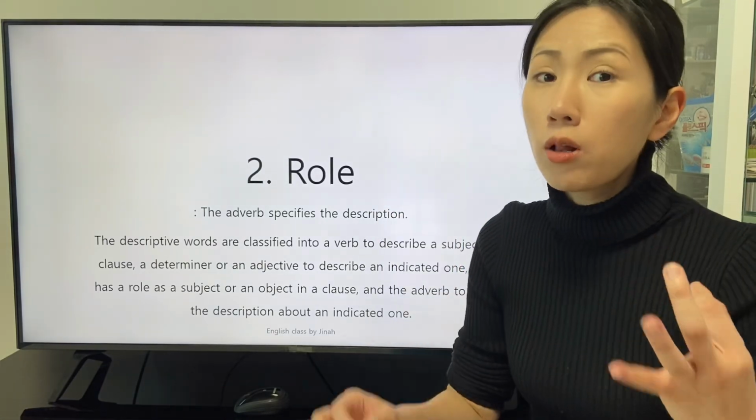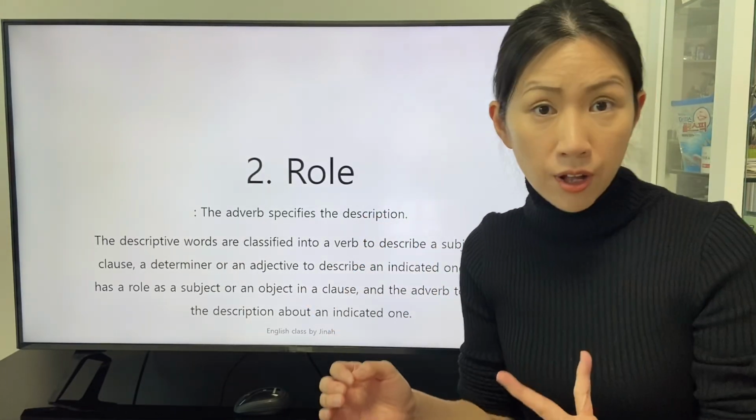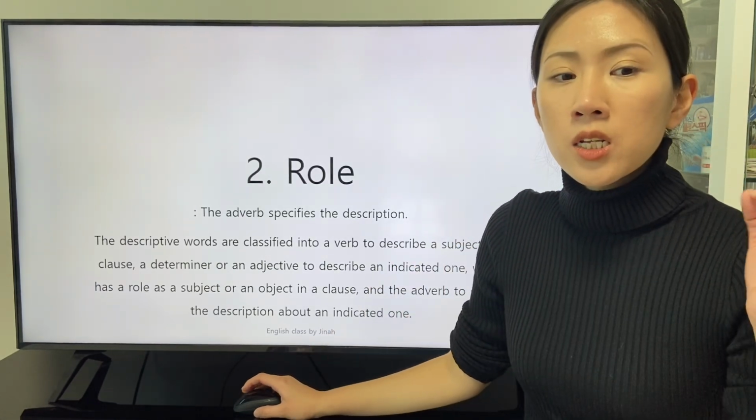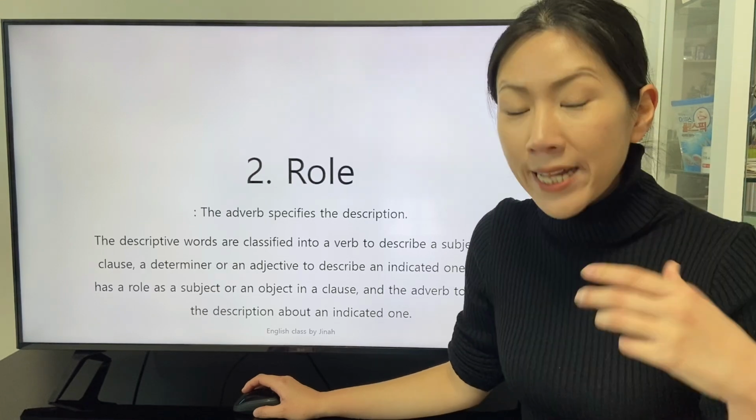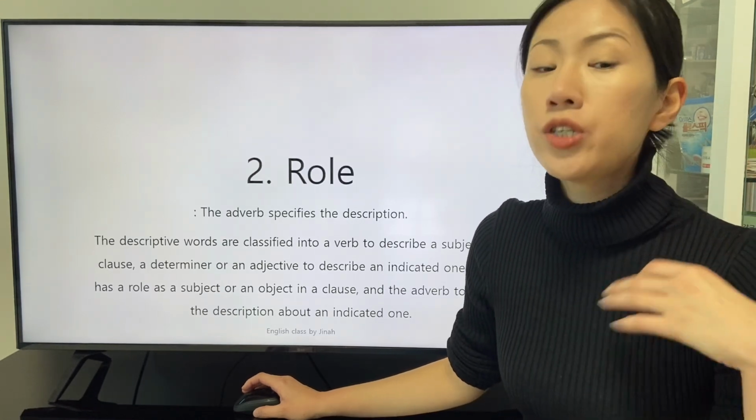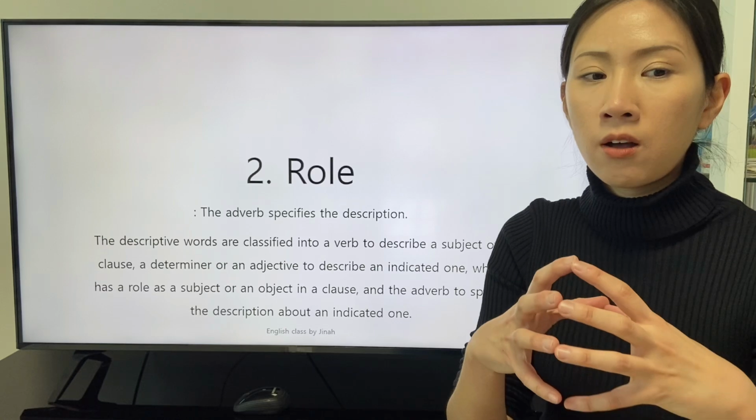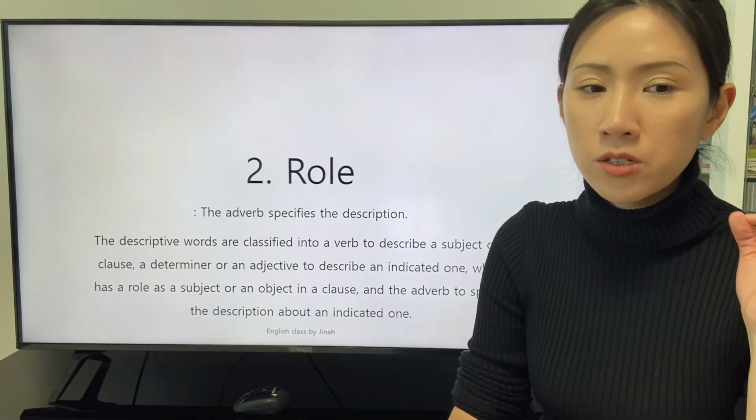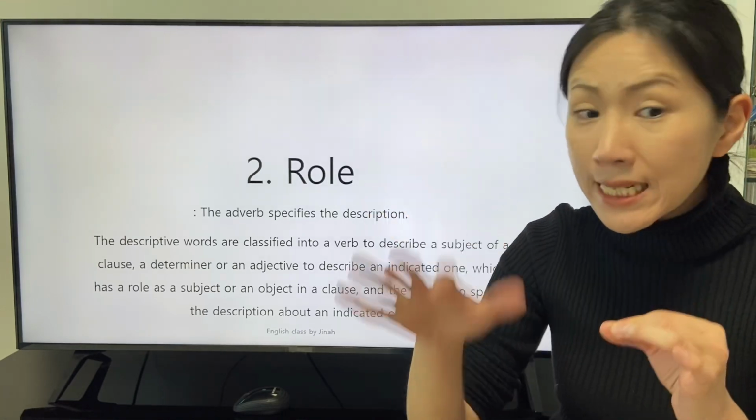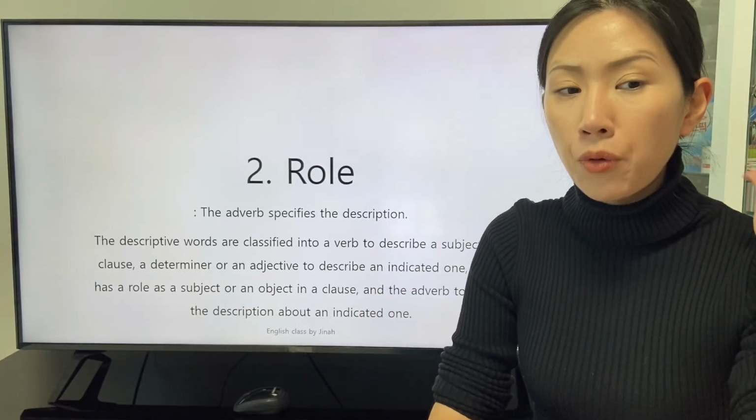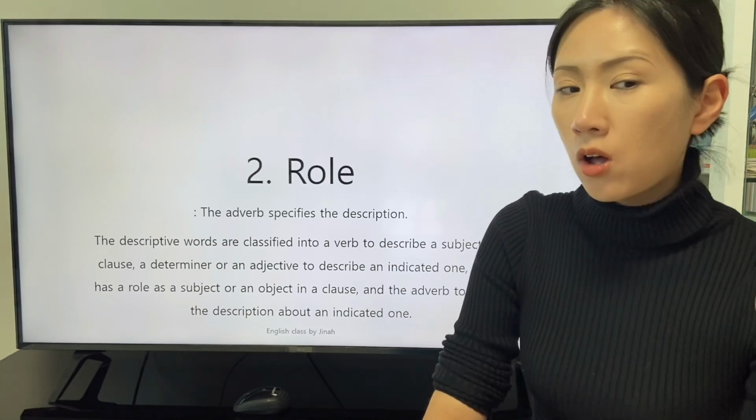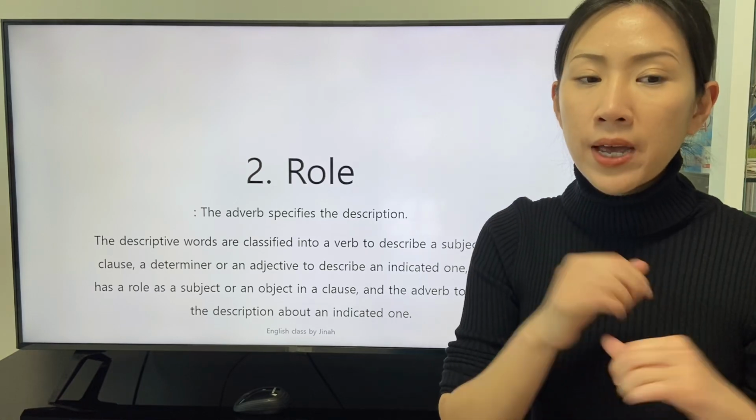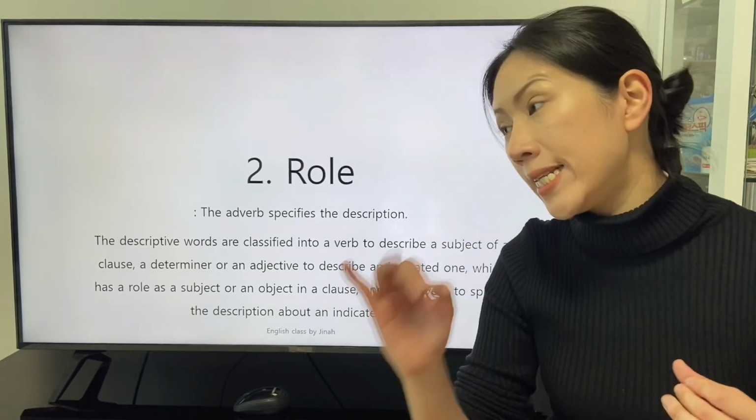Let's study the role of the adverb in a clause. The adverb specifies the description. The descriptive words are classified into a verb to describe a subject of a clause, a determiner or an adjective to describe an indicated one, which has a role as a subject or an object in a clause, and the adverb to specify the description about an indicated one.